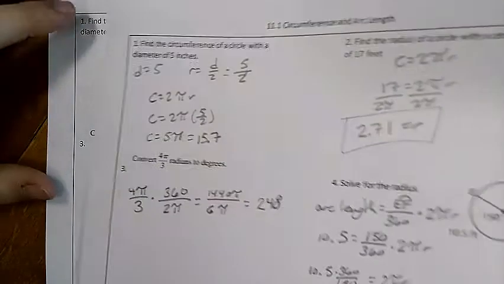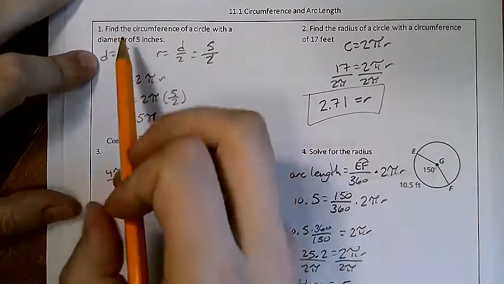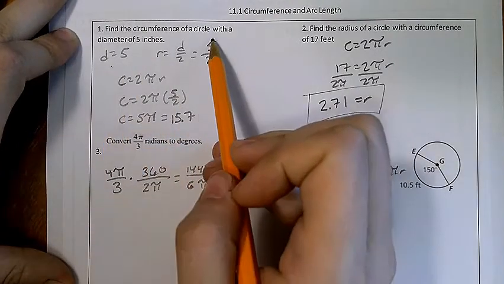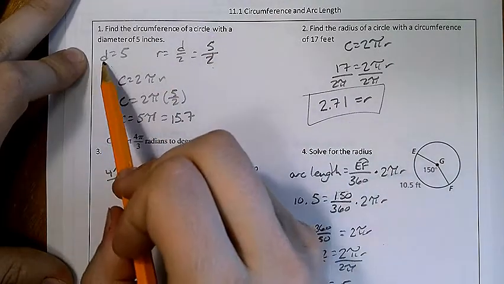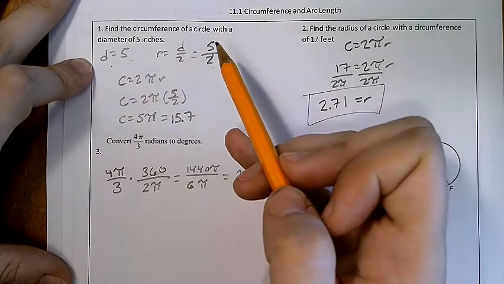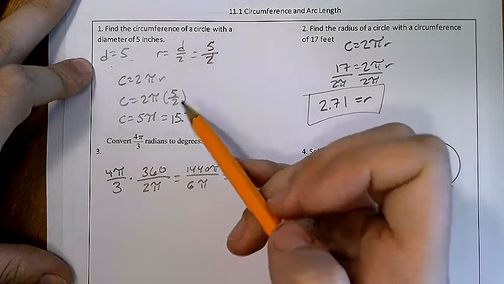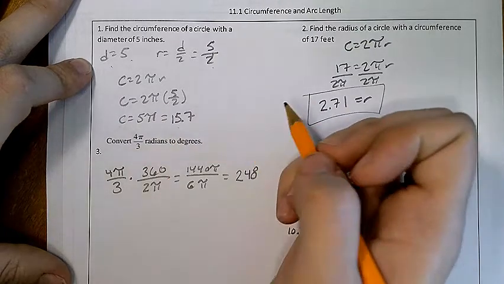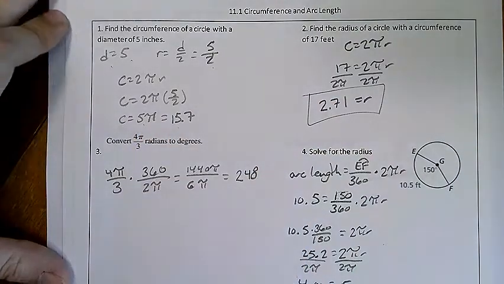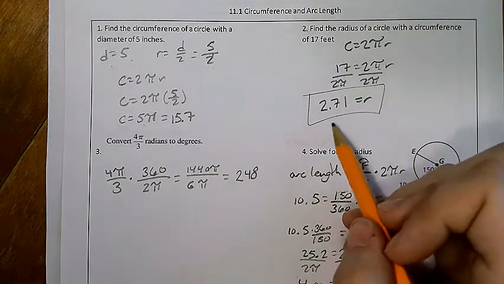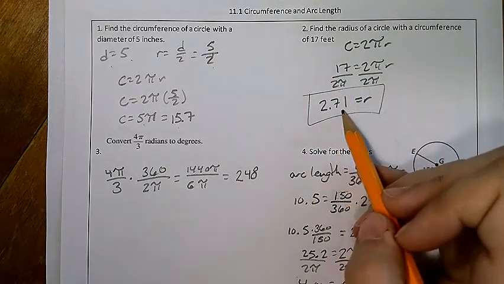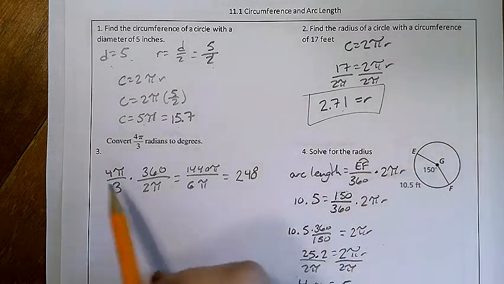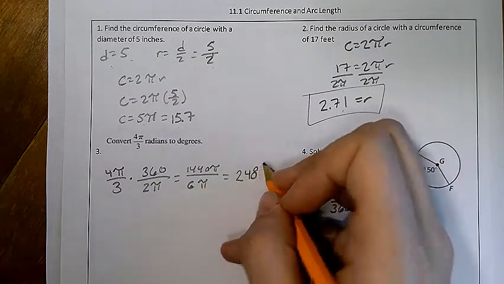All right, you should have practiced. For number 1, we know that the diameter is 5. That means that the radius would be 5 halves. You could plug in a diameter of 5 if you wanted to. It doesn't matter, right? So you should have gotten 15.7, or 5 pi if you left it in pi. For number 2, you should have gotten 2.71 for the radius. For number 3, it should have been 240 degrees.